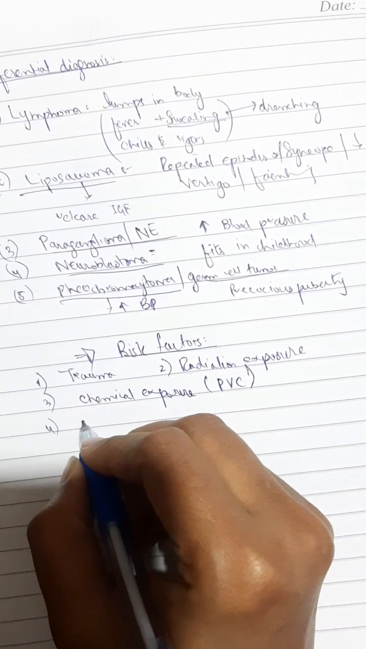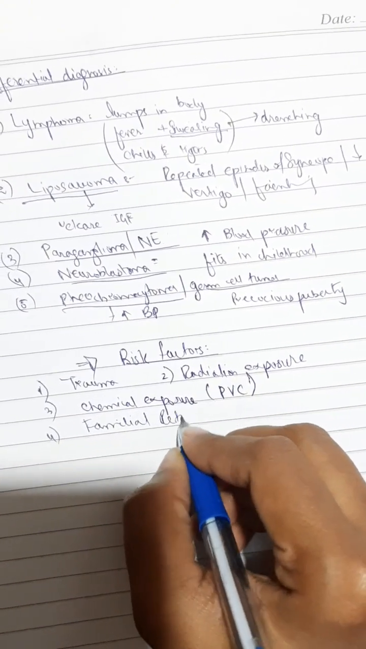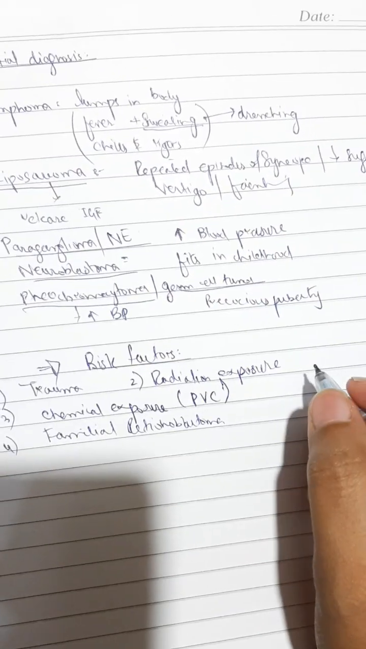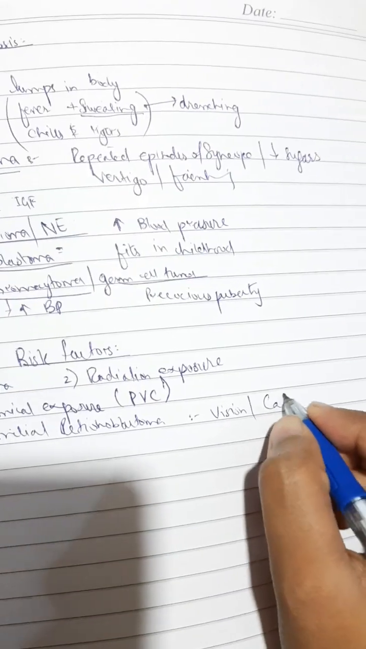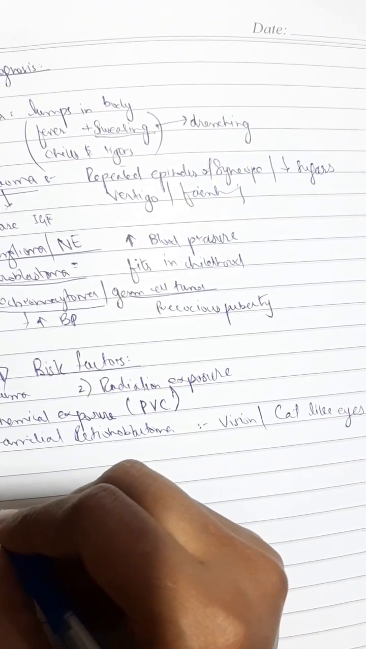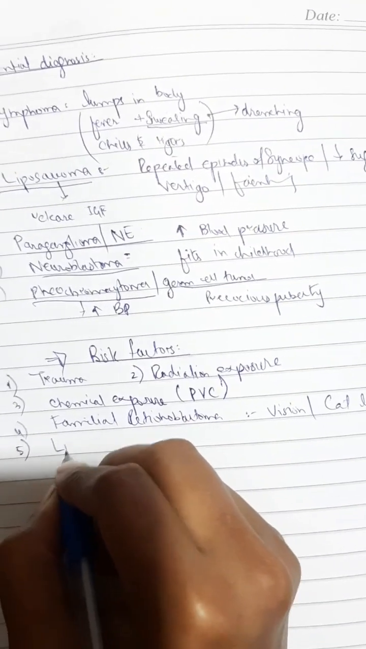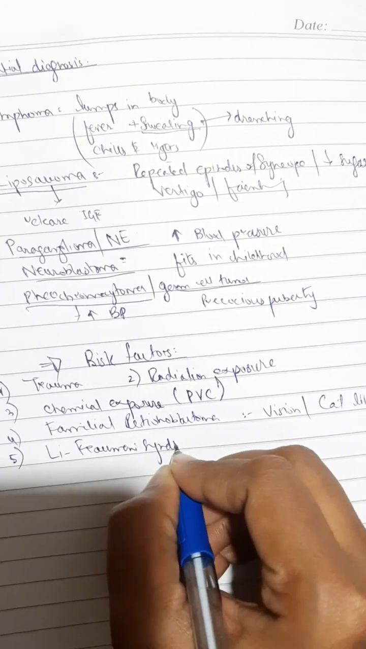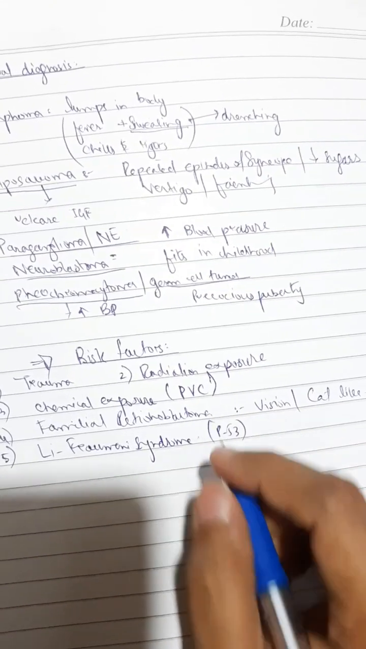Ask about familial retinoblastoma. Ask about vision and cat-like eyes. Then the fourth thing would be Li-Fraumeni syndrome, in which there is a P53 mutation.